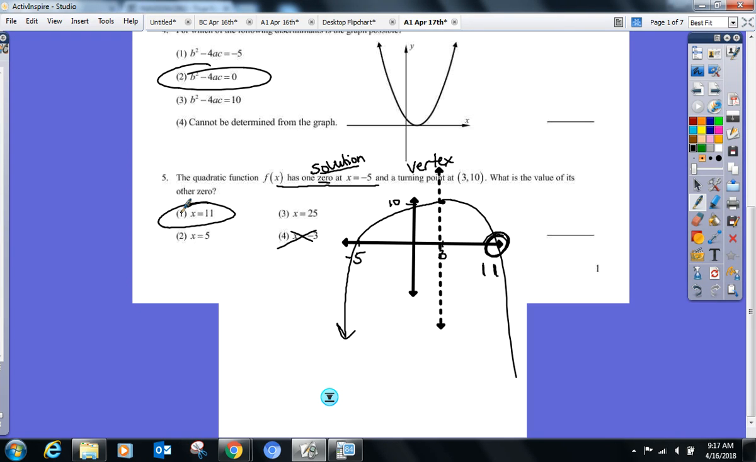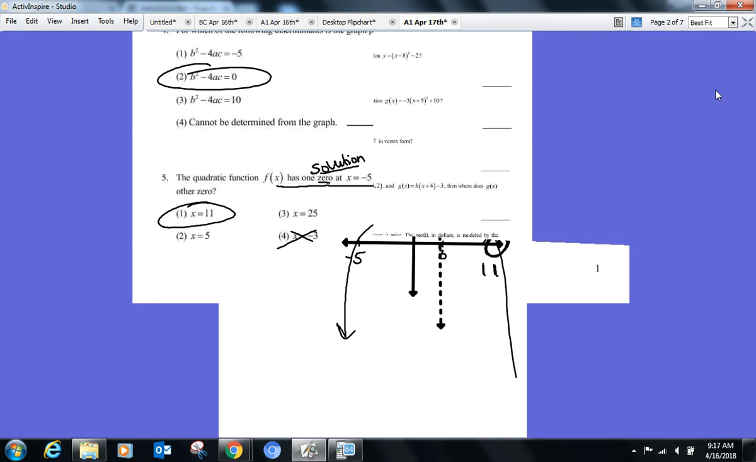What's the next one here? I want to make sure I don't get cut off here. Oh, well, yeah, we can do this one pretty quick.